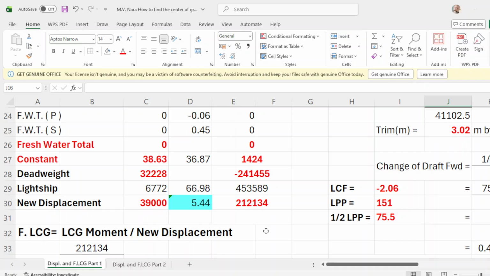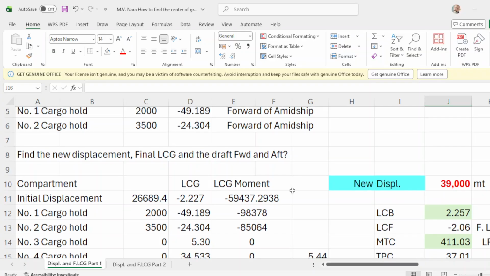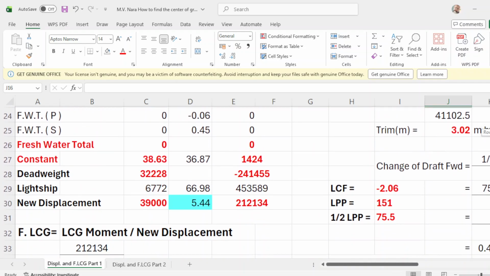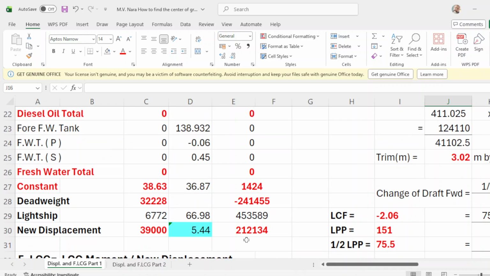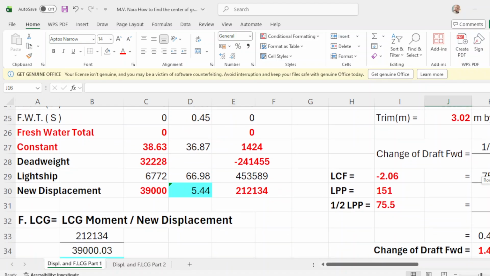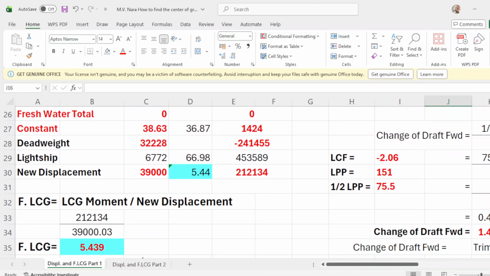This will be your total displacement or new displacement of 39,000. This one is your total LCG moment. You add all your LCG moments, and your total LCG moment is 212,134.